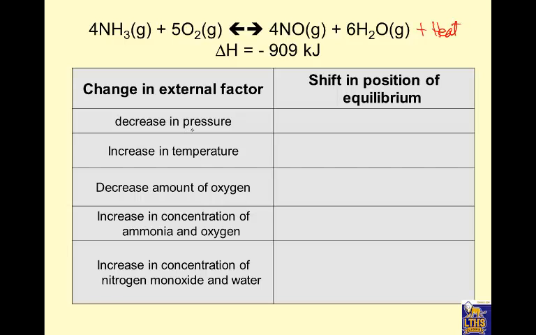All right. What if we decrease pressure? Well, pressure affects gas particles. Decreasing pressure means that there are 9 gas particles on this side and 10 gas particles on this side. Decrease in pressure favors the side with more gas because then it has more room to spread out. So it's going to go that way. All right, shift right.